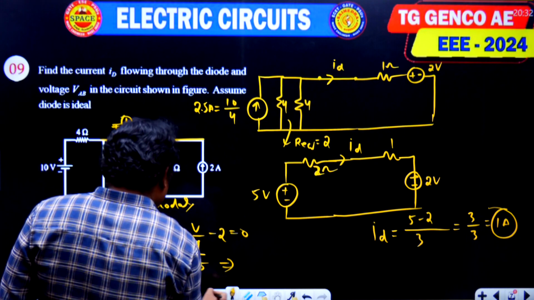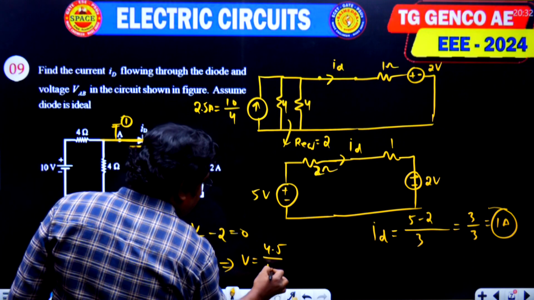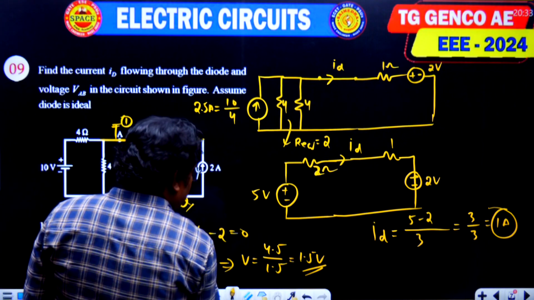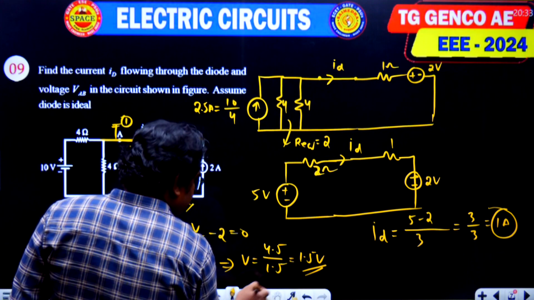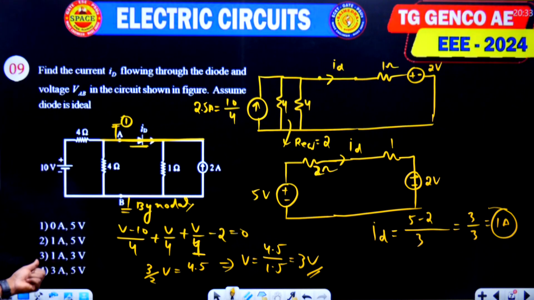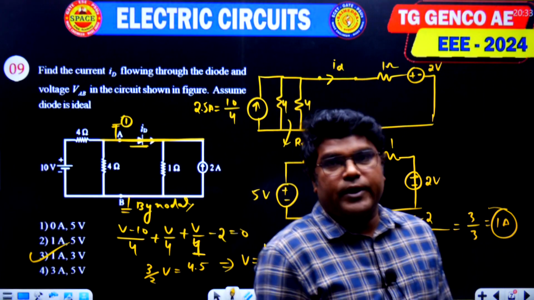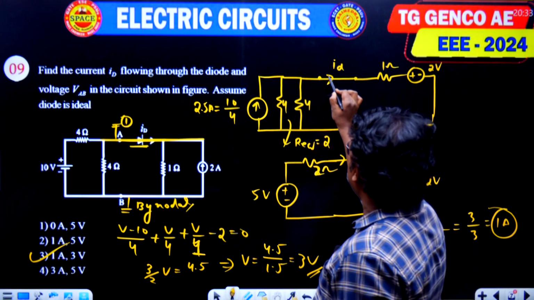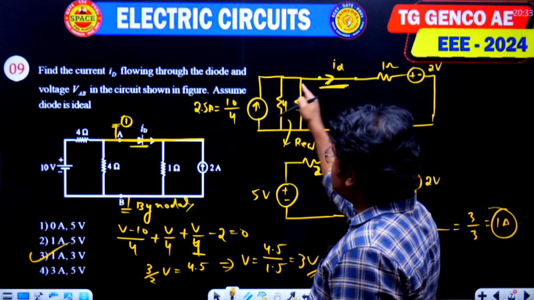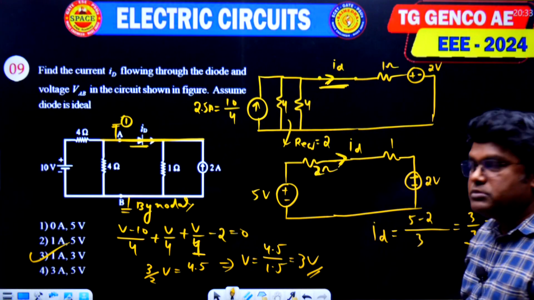By solving, V is equal to 4.5 divided by 1.5, so it is 1.5 volts. Now 3 times this voltage is equal to 3 volts. So the answer is 1 amp and 3 volts is the right answer for this question. Just when it is conducting, the current passes through the diode. By using source transformation we got this diode current equal to 1 amp.